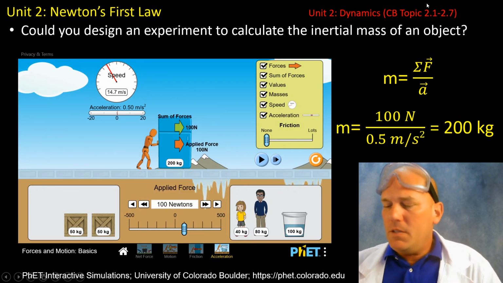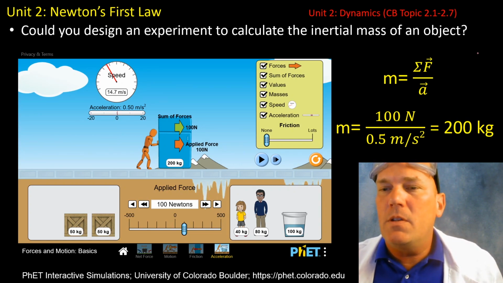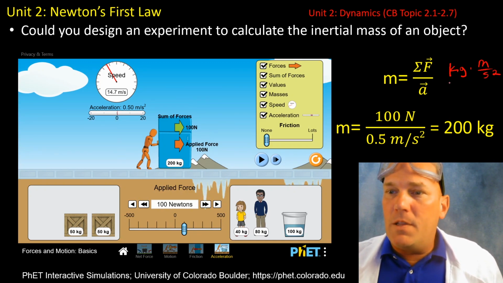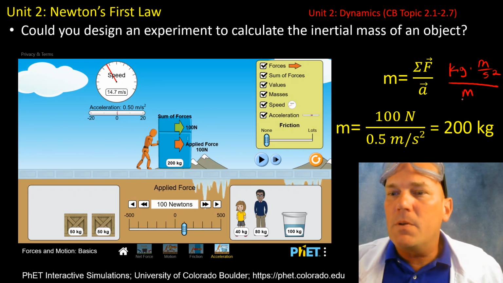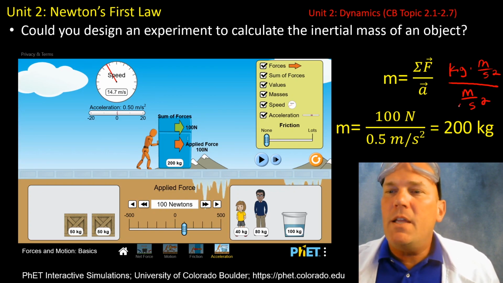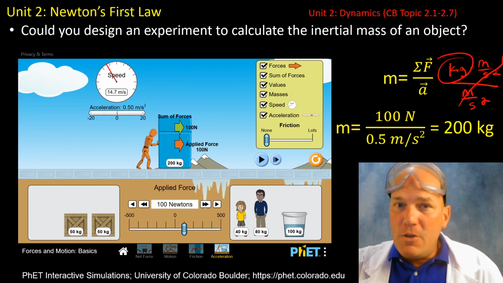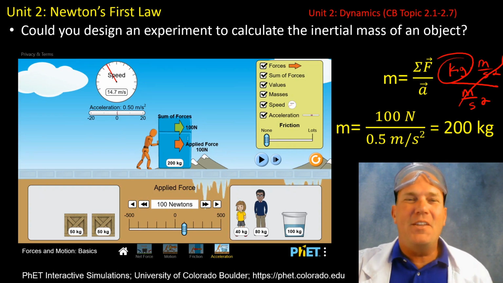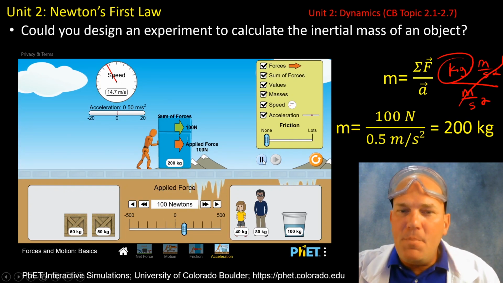Now, two other things I want to show you before I wrap this up. One would be to look at the fact that the units here, kilograms times meters per second squared, which are the base SI units for a Newton, divided by meters per second squared. What do we get? We're left with kilograms, which is the base SI unit for mass.